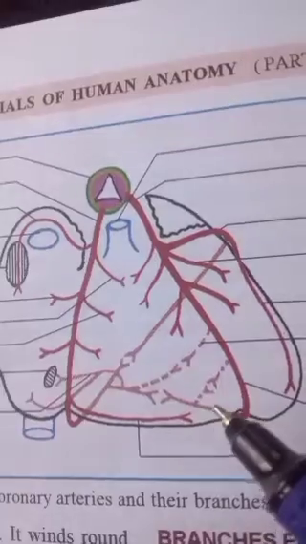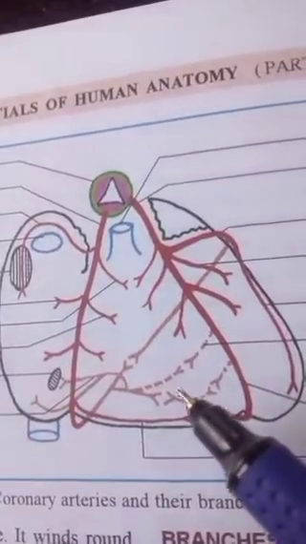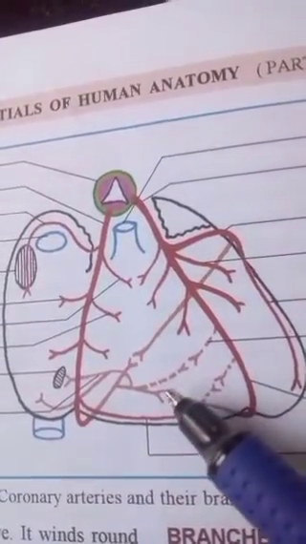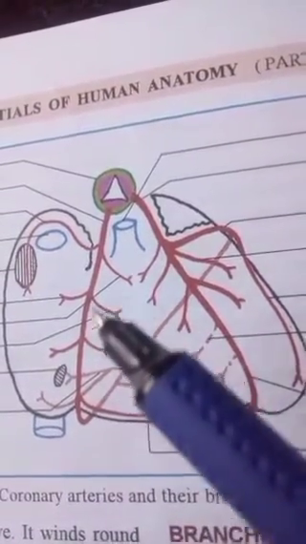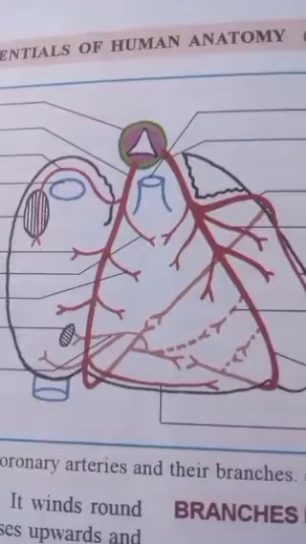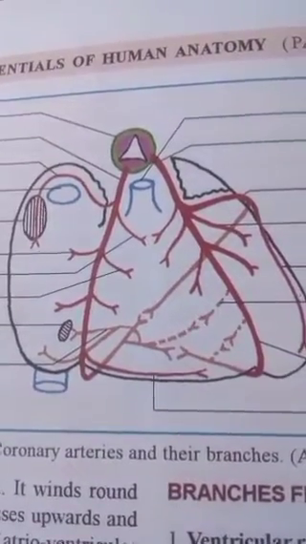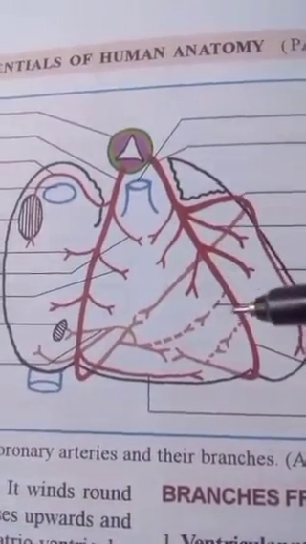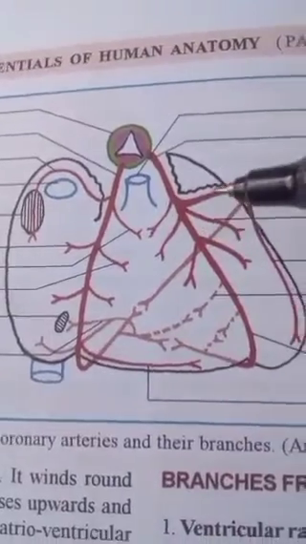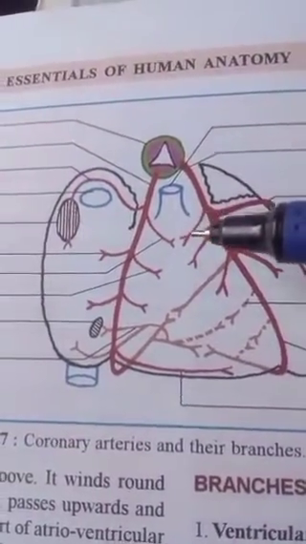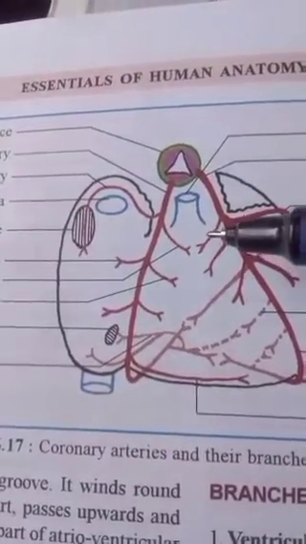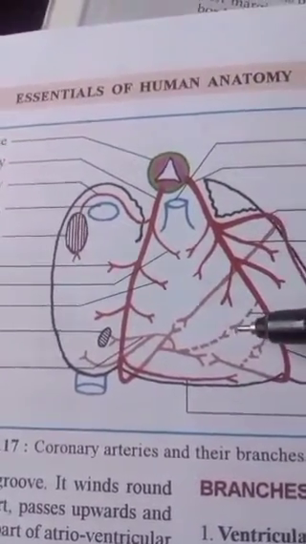Anterior interventricular branch in the majority of cases terminates by anastomosing with the posterior interventricular branch of the right coronary artery. The main branches of the anterior interventricular artery are anterior ventricular branches, left conus branch, and septal arteries.